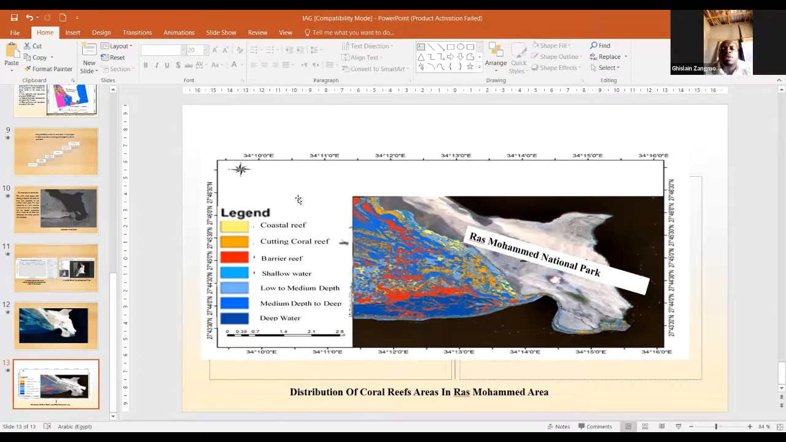This map shows the distribution of coral reef area in the Ras Muhammad area. Can coral reef be detected by spectral resolution, fringing coral reef or barrier reef, shore water, low to median depths or deeps?